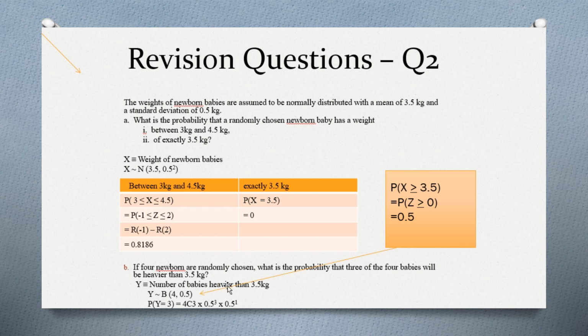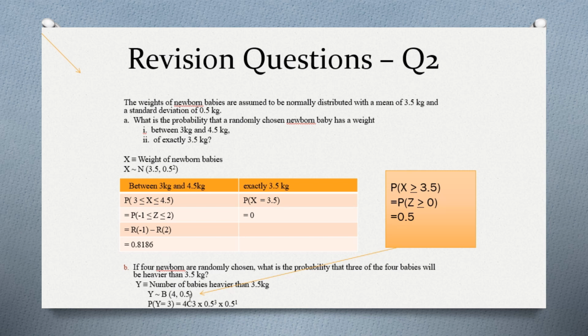Okay, so now they want, what is the event? Number of babies heavier than 3.5. They ask you what is the probability 3 out of 4 babies will be heavier than 3.5. So your event will be number of babies heavier than 3.5. Your n will be 4. Understand? Your n will be 4. Okay, why 4? Because 4 here, randomly chosen.